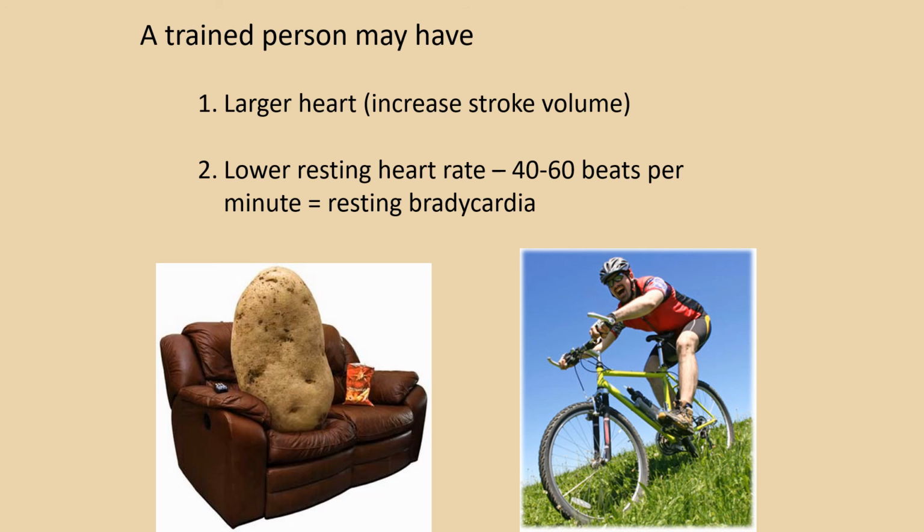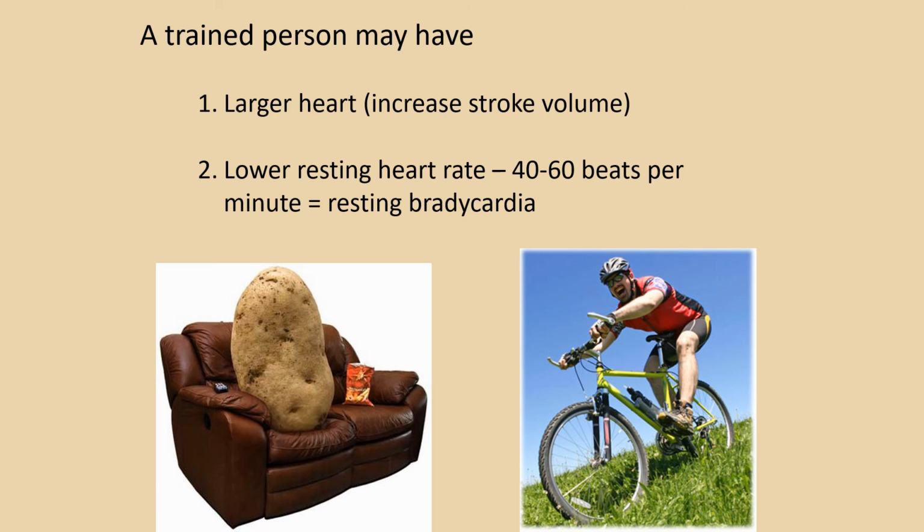So a trained person, shown on the right, compared to a sedentary person, represented by that couch potato, has a physically larger heart. This is called hypertrophy. And hypertrophy could be good and hypertrophy could be bad. It also occurs in some disease circumstances. But here, hypertrophy is good. The trained heart is larger, and a larger heart has a higher stroke volume. A larger heart can pump more blood with each beat.